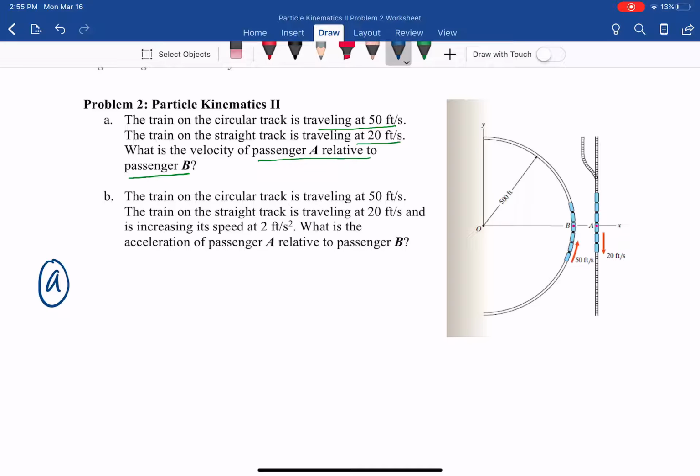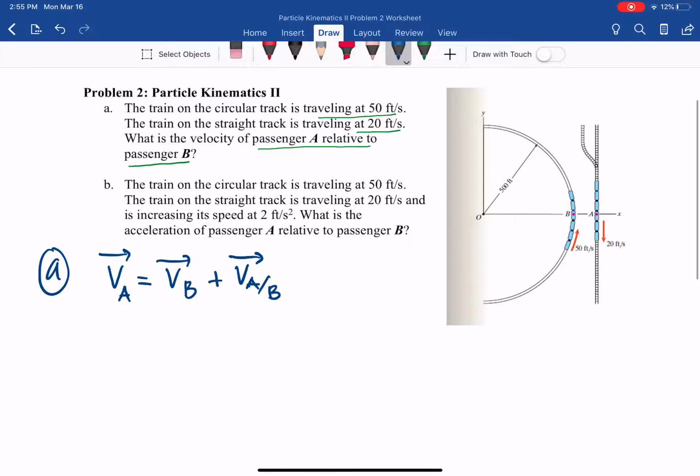So problem 2A. For the relative velocity equation, they ask for passenger A relative to B. So you have to start with VA equal to VB plus VA relative to B, not VB relative to A. Keep that in mind. And VA, basically, is the passenger A on the train on the straight track, and that velocity is 20 feet per second going down. So we can draw the diagram for that one.